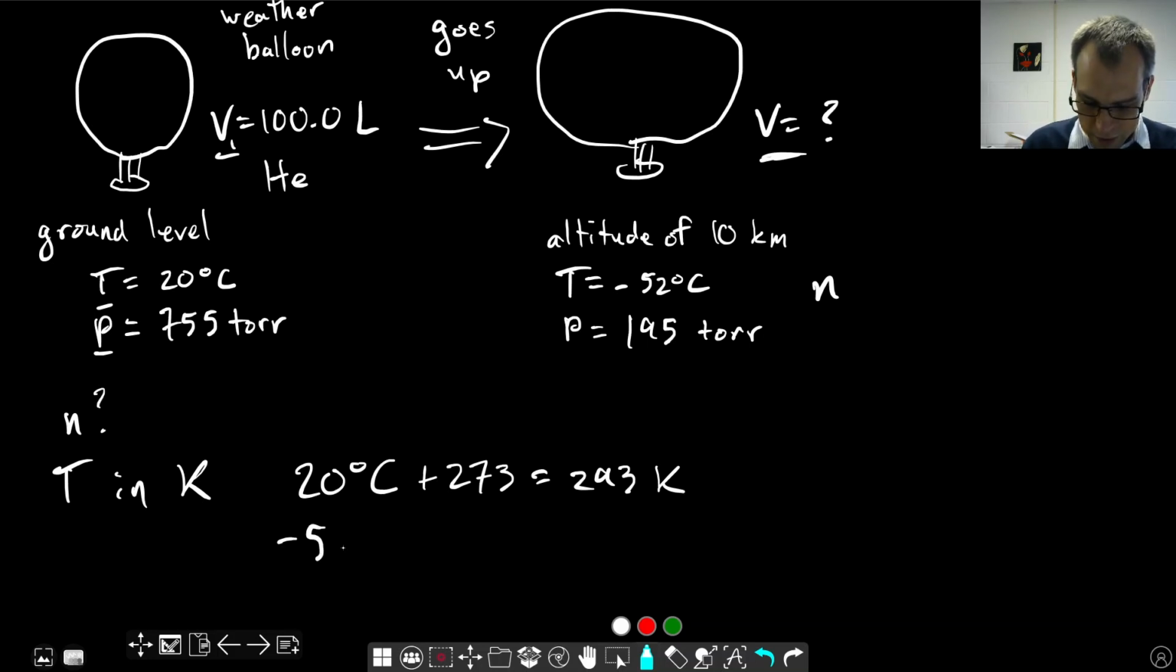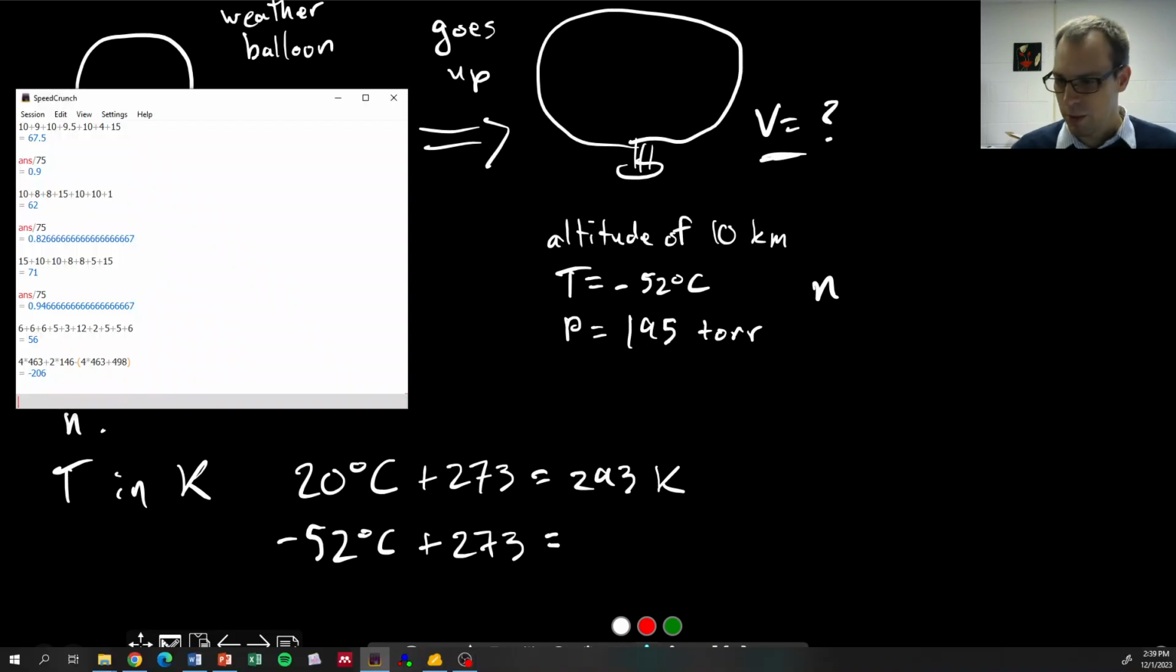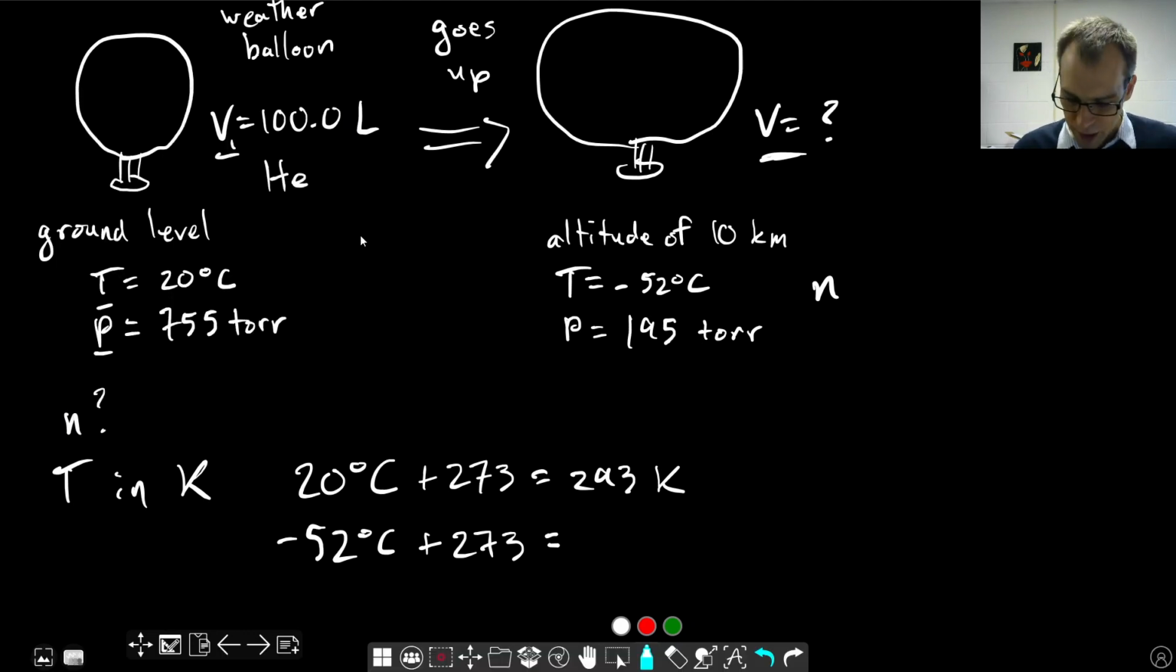And then negative 52 degrees Celsius, we add 273. That one I can't do in my head so easily because it's not just adding 20. Where's my calculator? So we're going to have 273 minus 52, which gives us a temperature of 221 Kelvin.